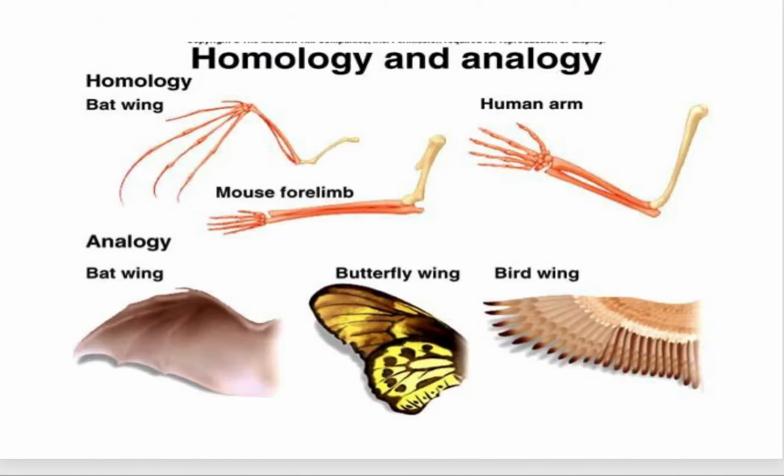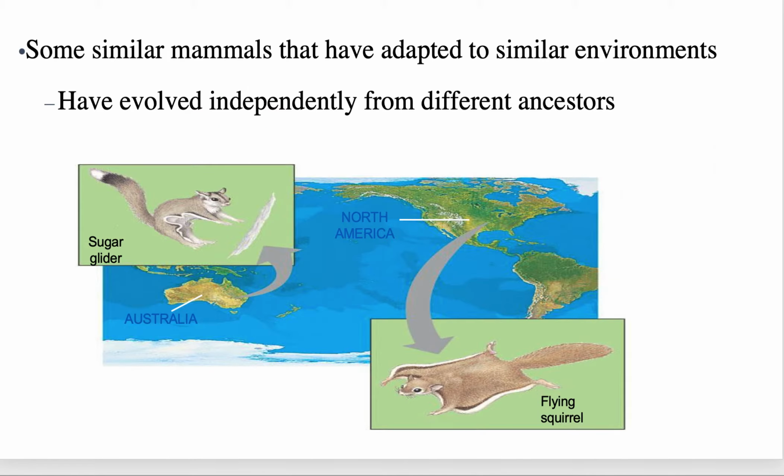Here's just another picture of that to really drive it home. Homology: bat wings, a mouse forelimb, and a human arm all have that similar structure. They're all homologous, versus analogous structures, which would be like bat wings and insect wings. Similar mammals have adapted to similar environments and have evolved independently from their ancestors. Sugar gliders versus flying squirrels are examples of that.